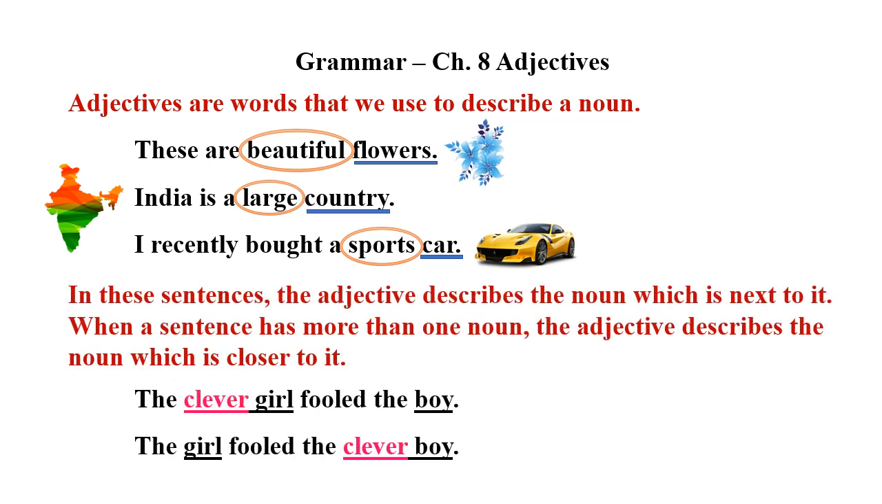Sometimes in a sentence there is more than one noun, and in that case the adjective describes the noun which is closer to it. Look at the sentence. The clever girl fooled the boy. In this sentence, there are two nouns, girl and boy. But the adjective clever is closer to the noun girl, and so it describes the girl. So in this sentence, the girl is clever. But in the next sentence, the adjective clever is closer to the noun boy, and so in this sentence, the boy is clever.